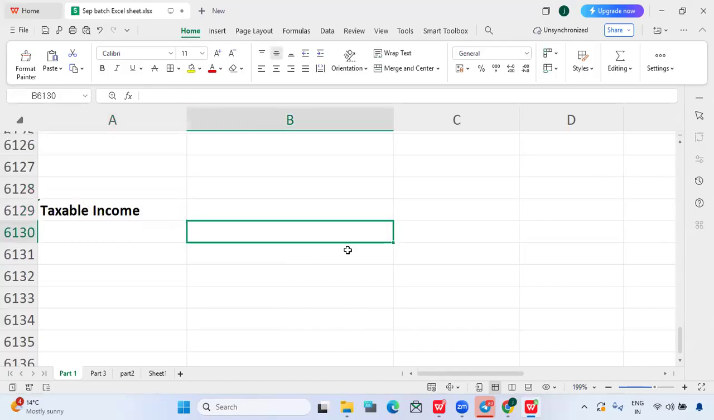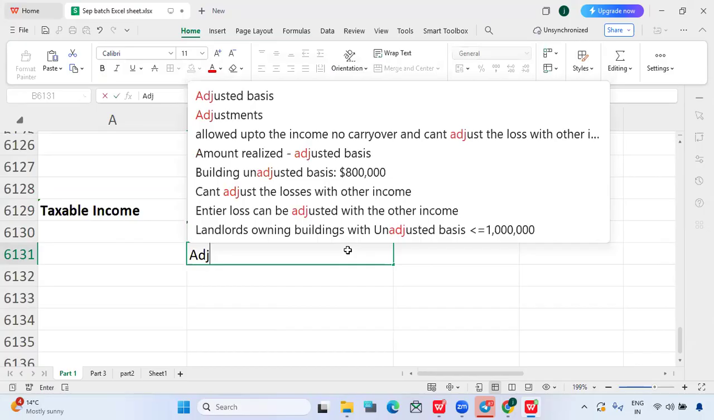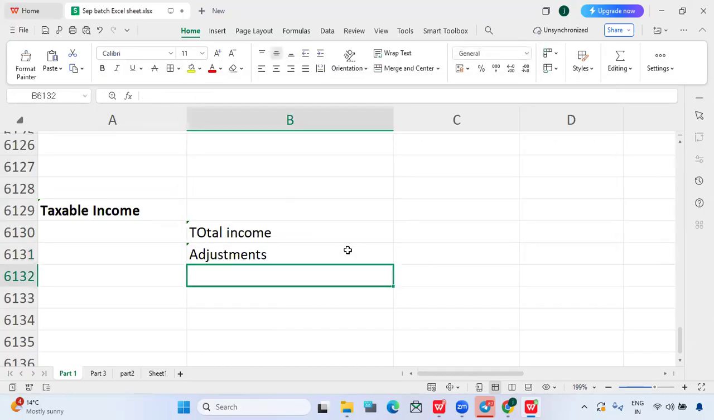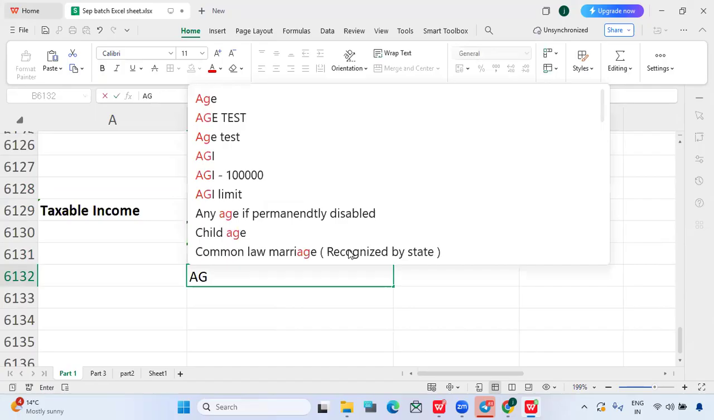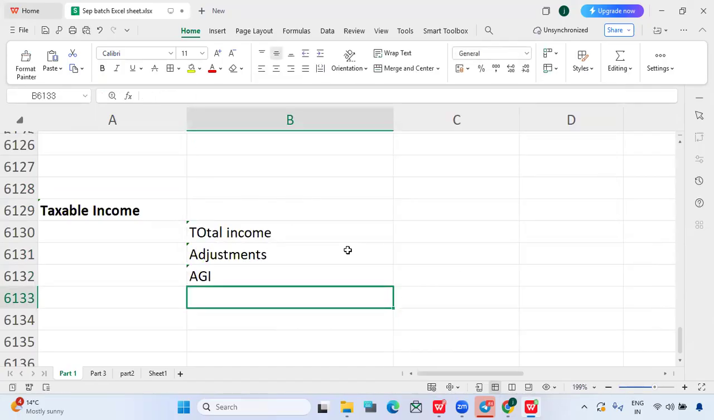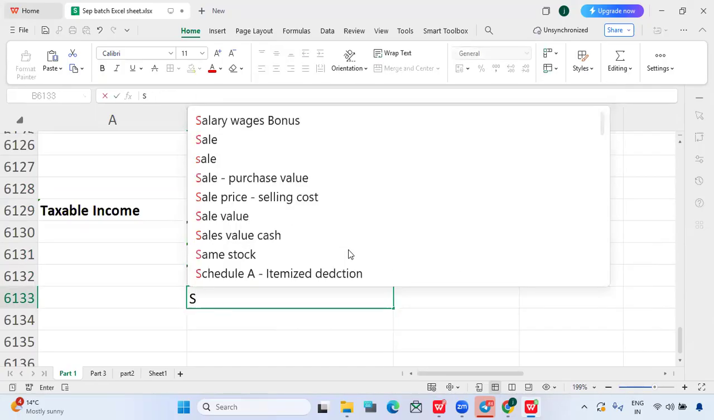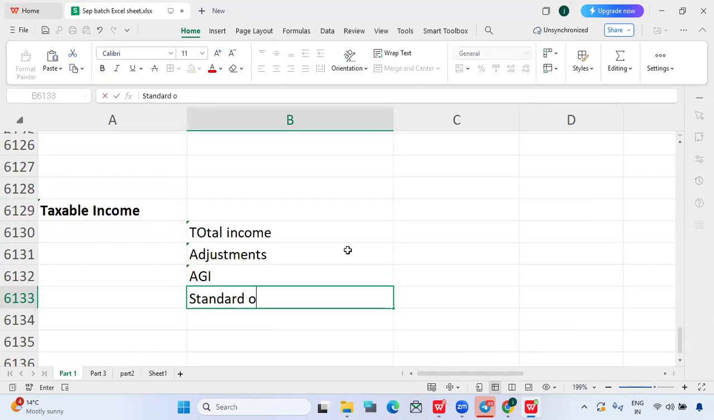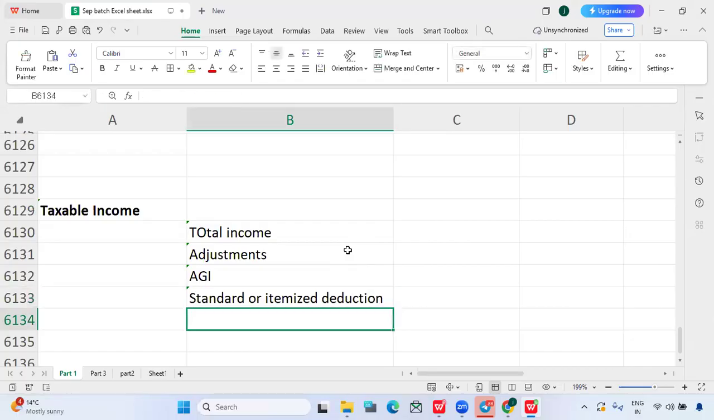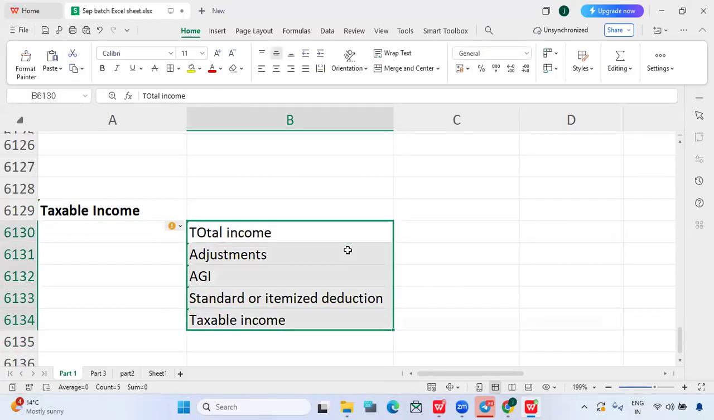Include income from all the sources. Total income, okay. Then make adjustments to the income. Adjustments, okay. Then we would get our adjusted gross income, AGI, okay. And then we will use itemized or standard deduction. Then we would get our taxable income. We got taxable income, correct. So this is the flow of the taxable income.